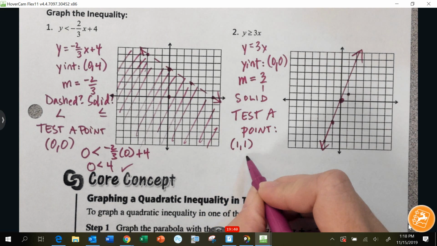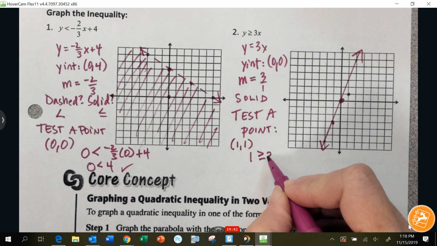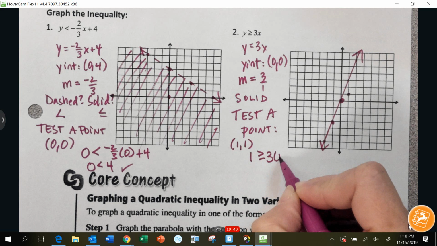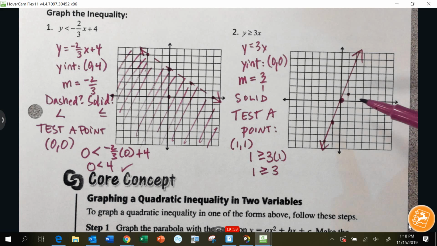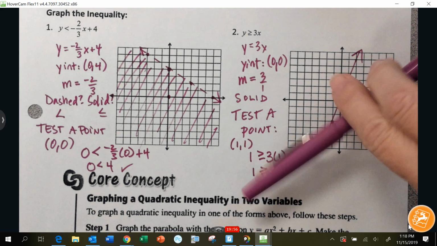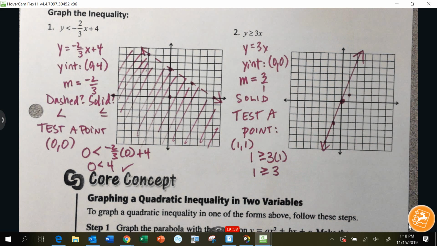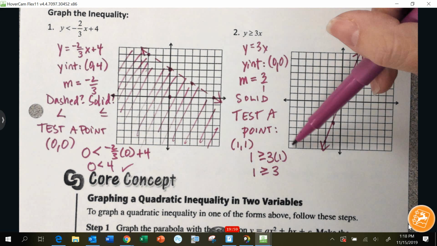And we're going to plug it in. We're going to have 1 greater than or equal to 3 times 1. Is 1 greater than or equal to 3? Okay. So that means this point cannot be in the shaded section. That point is below the line. So we shade above the line.